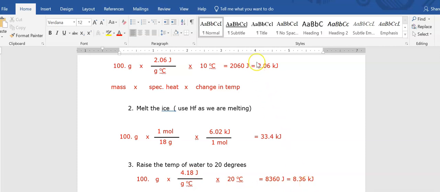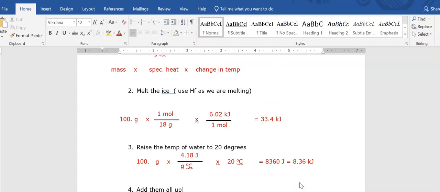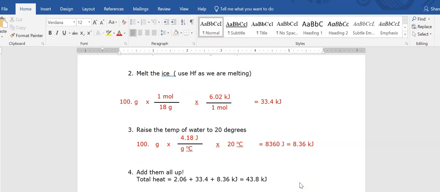If we add up these three numbers, 2.06 plus 33.4 plus 8.36, we get the total heat required, and that total comes out to be 43.8 kilojoules with the right significant figures.